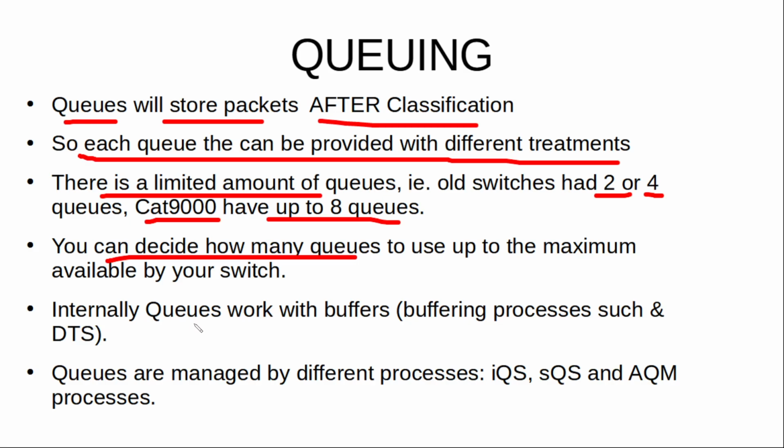Internally, in order to work, queues require buffers. I'm not going to talk about buffering because I already saw that in a different session. But rather than that, I'm going to focus on the queuing and scheduling processes within your Catalyst 9000. So we are going to talk next about IQS, SQS, and AQM.